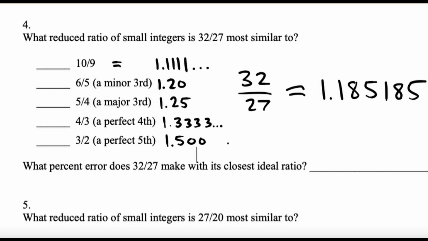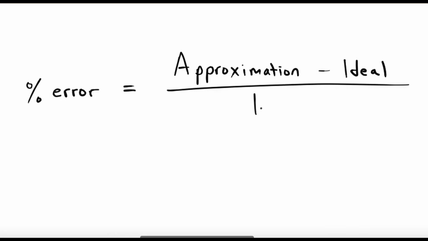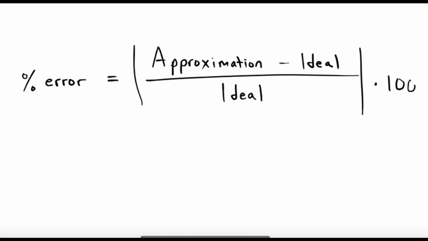So now you just have to look at these and see which one is closer to your ratio in question. I believe it is closest to the 6/5. What percent error does 32 over 27 make with that closest ideal ratio? So at this point, you want to do a percent error calculation with these two numbers. It's going to be your approximation minus the ideal over the ideal, and then just multiply by 100.